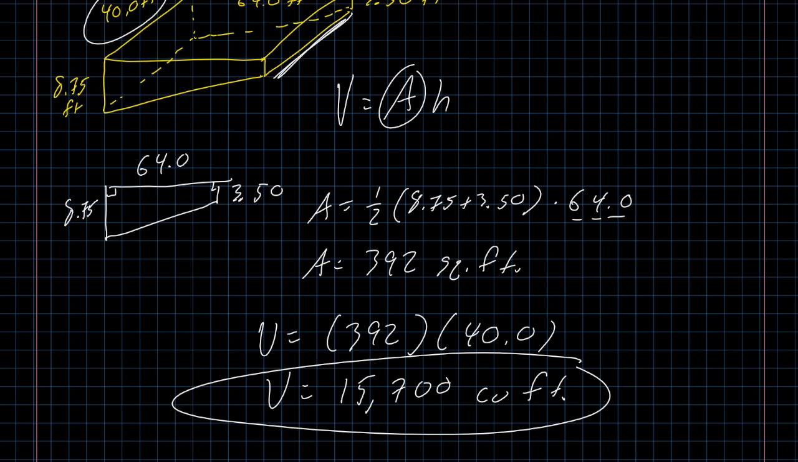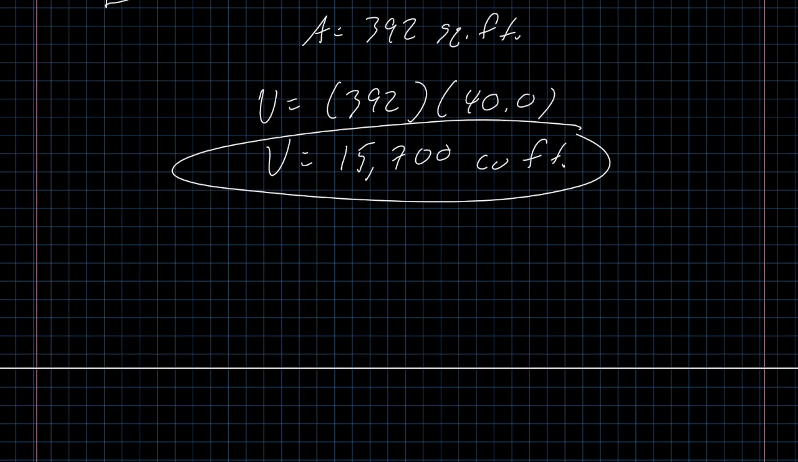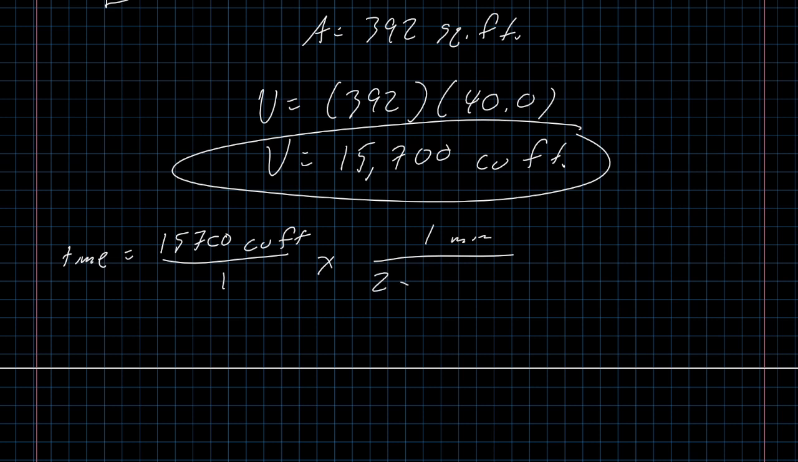But the reason that I wrote out that list at the beginning was to remind myself that the volume is not the end of the story. The time is what I want. And to find the time, I'm going to have to take the 15,700 cubic feet and multiply it by 1 minute over 2 times 0.750 cubic feet. When I do that, the cubic feet will cancel each other out. The minutes will be left. That's the units of measure that I want.